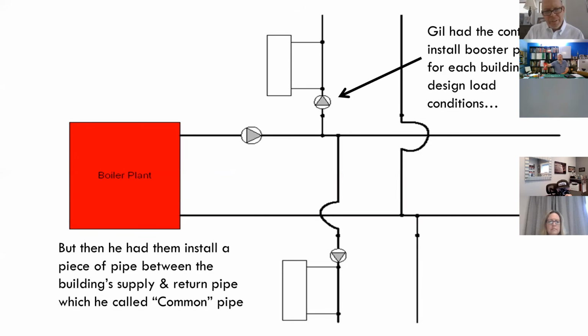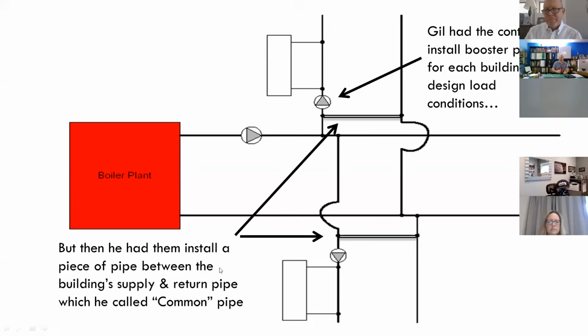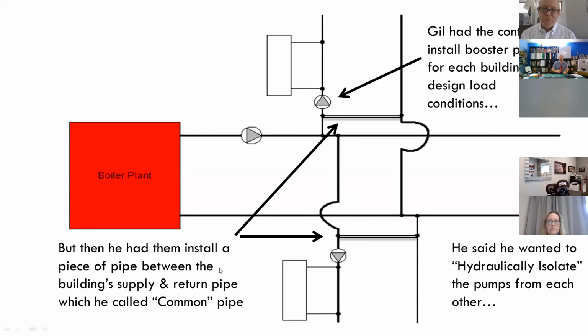But here was the hitch. He said, install a piece of pipe between the supply and the return of each building's individual supply and return. And he called it, back then, a common pipe. And he said he wanted to hydraulically isolate the distribution pumps from the individual building booster pumps. And I'm sitting here, we're talking, it's 2020, I'm clicking away on a mouse, showing a PowerPoint. Up to that day, no one in the hydronics world ever did that or even thought about it. Didn't even see that that was an option. And he did, and he had them do it.